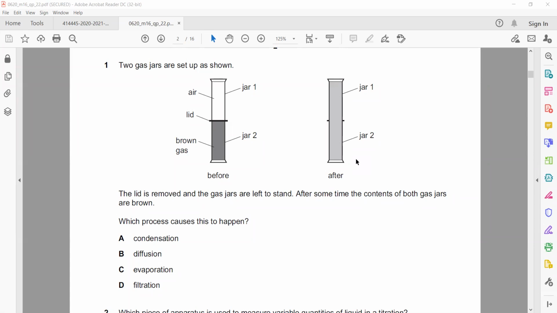So why did the two gas jars turn brown? That's because of diffusion. The particles travel from a region of higher concentration to lower concentration. In the beginning we have a higher concentration of the particles at the bottom. When we remove the lid, the particles spread out, moving from higher concentration to lower concentration. That's why it will turn. The other side also turns pale or light brown.